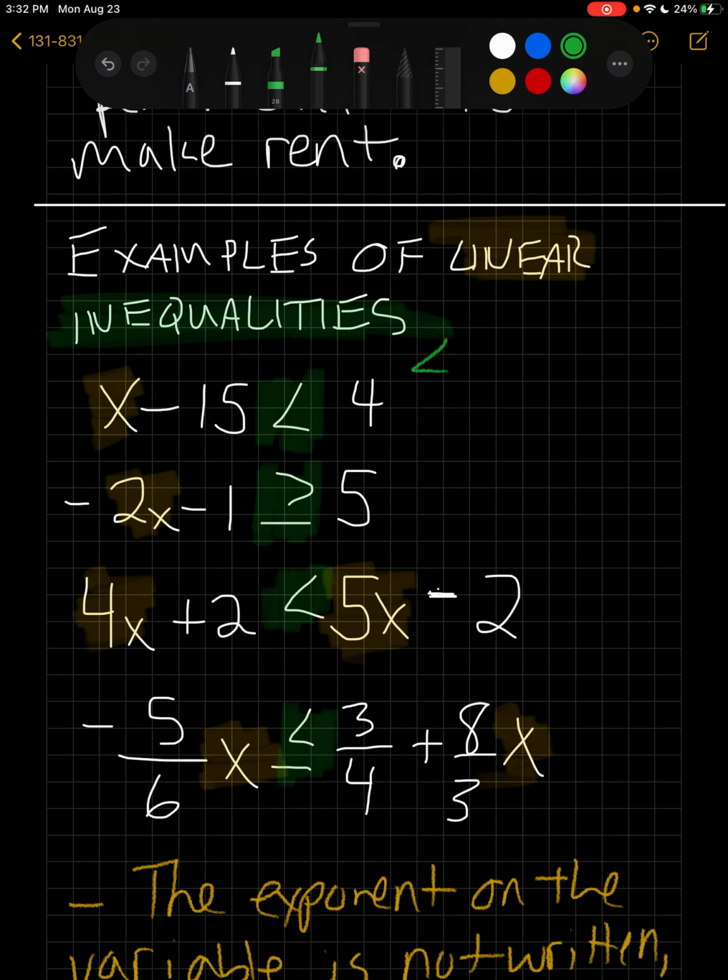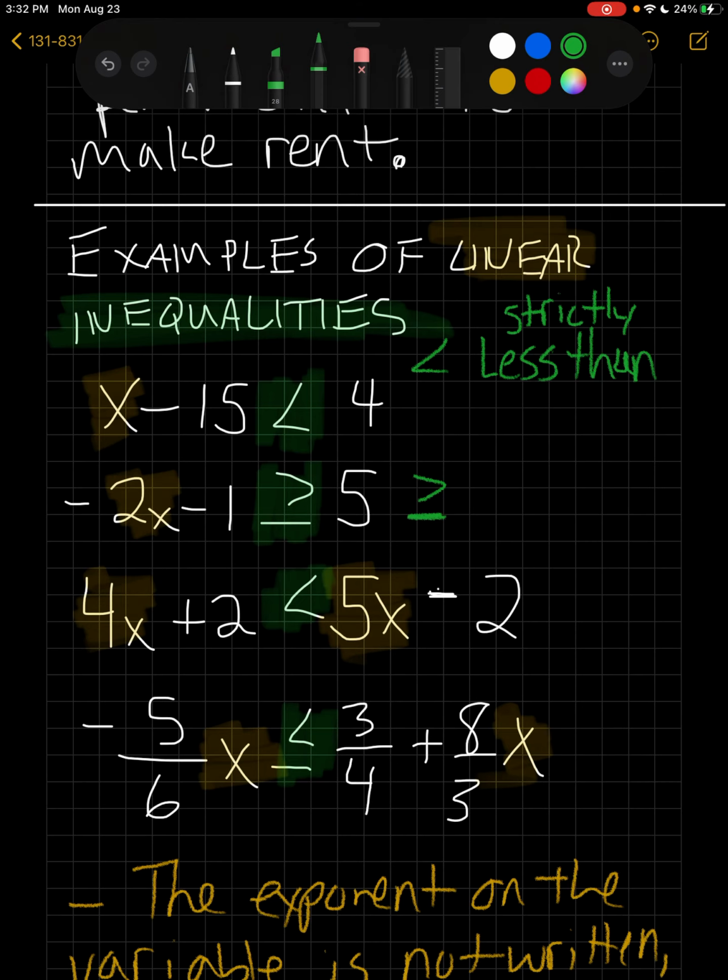So this inequality here is less than. Sometimes you might see it called strictly less than. And what that means is all of the numbers smaller than 4, but not including 4.